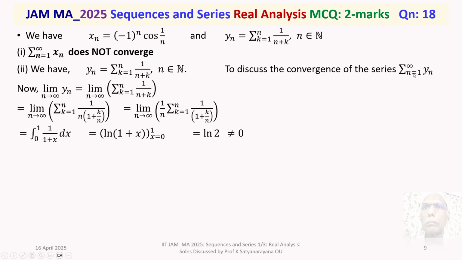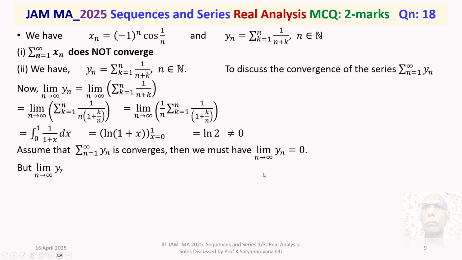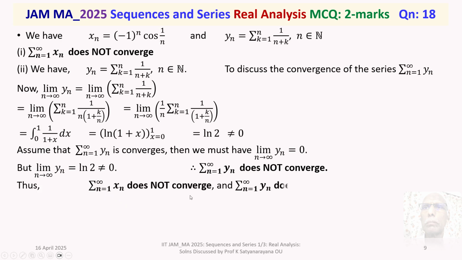And when you consider the series sigma yn, a necessary condition for the convergence of the series is that the nth term must tend to 0. But whereas here the nth term is not tending to 0. Therefore, this series does not converge. And therefore, sigma n is equal to 1 to infinity yn does not converge. So, thus, sigma n is equal to 1 to infinity xn does not converge, and sigma n is equal to 1 to infinity yn does not converge.